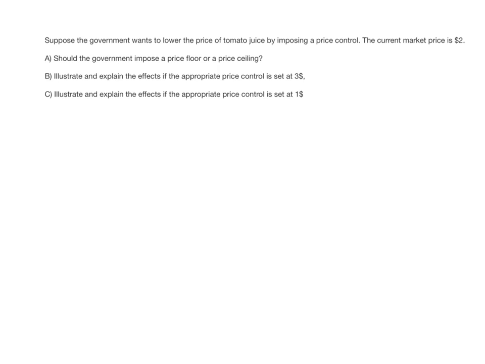Suppose the government wants to lower the price of tomato juice by imposing a price control. The current market price is $2. A, should the government impose a price floor or a price ceiling? Well, if the government wants to lower the price of tomato juice, then it wants to impose a price ceiling, because it's saying you can't charge a higher price than this. So to lower, then it wants to have a price ceiling.